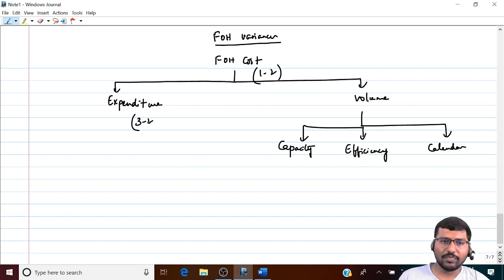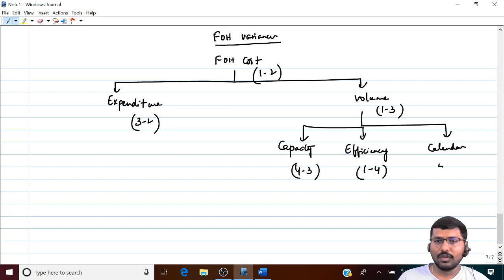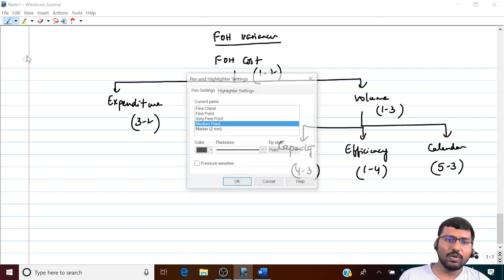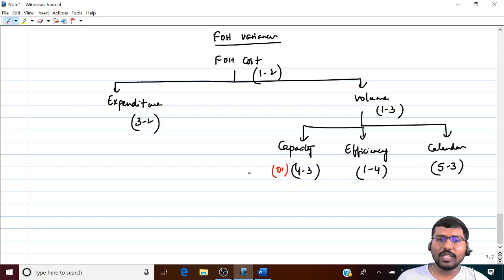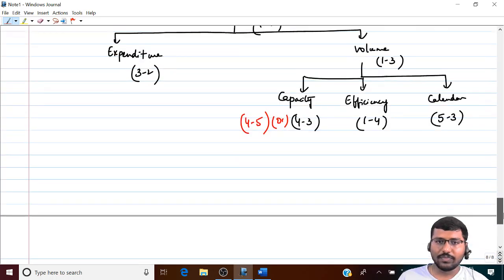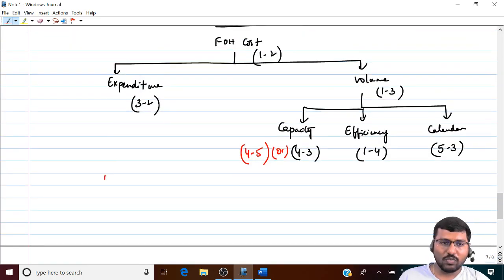3 minus 2, 1 minus 3, 4 minus 3, 1 minus 4, 5 minus 3. This is the only formula that you have to remember, the new one, which is 5 minus 3 for calendar variance. Sometimes capacity variance formula will be 4 minus 5 also. When is it 4 minus 5, or 4 minus 3? I'll tell you. Next. Let's write the formulas. 1, 2, 3, 4, 5.